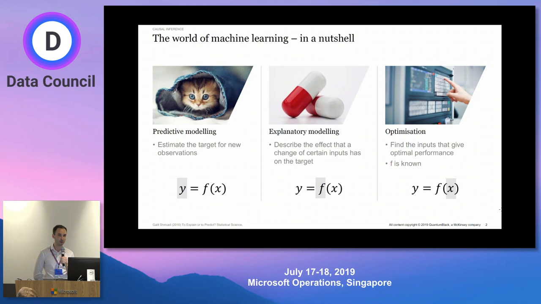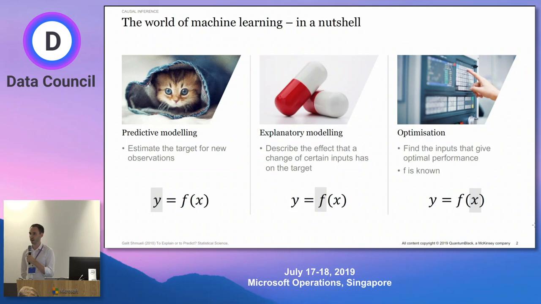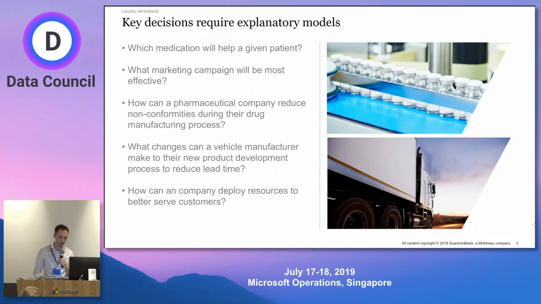But they're all essentially interested in looking at y equals f(x), just with a different focus. For predictions, we're interested to know how to generate y's. For explanatory models, we want to look inside and understand what these relationships are, so understanding more about f. And optimization is trying to find a good x. For this talk, and for causal inference in general, I'm going to be talking more about the explanatory models.